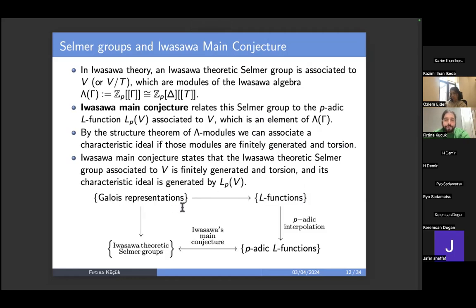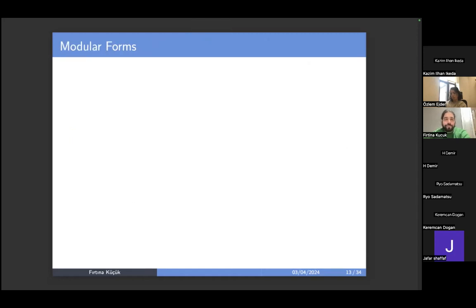So the picture looks like this. We have Galois representations. We can obtain L-functions on the analytic side, and by p-adic interpolation, we obtain p-adic L-functions. On the algebraic side, by choosing the appropriate local conditions, we can attach Iwasawa theoretic Selmer groups, and the Iwasawa main conjecture relates those two concepts. So that is the idea. For example, the first case, for the Kubota-Leopoldt p-adic L-function, was proved by Mazur and Wiles.